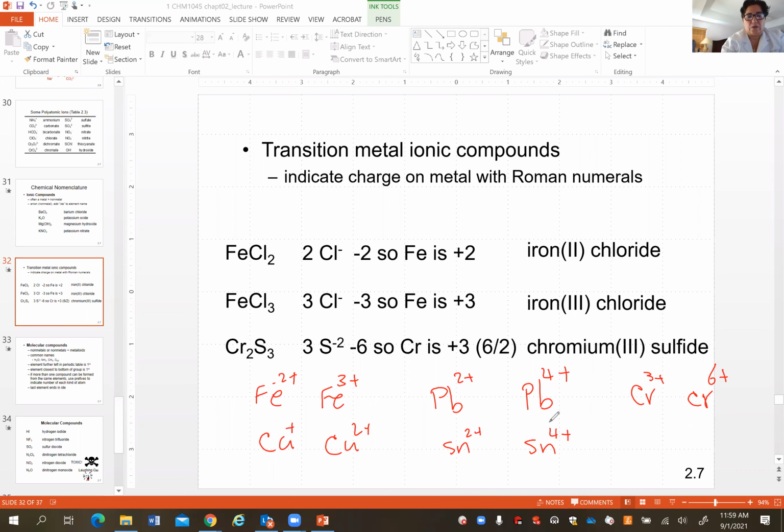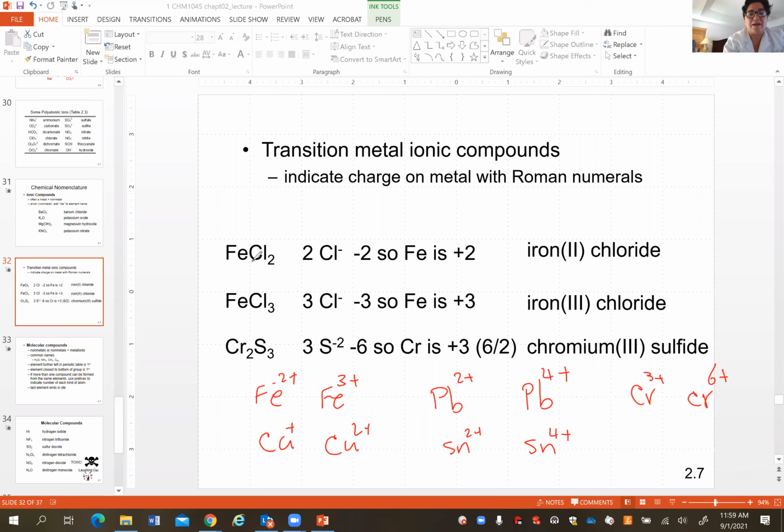Okay, so I'm going to give you at least this list for you to memorize. And then if there's anything else, I would indicate which chart you're using. Okay, perfect.